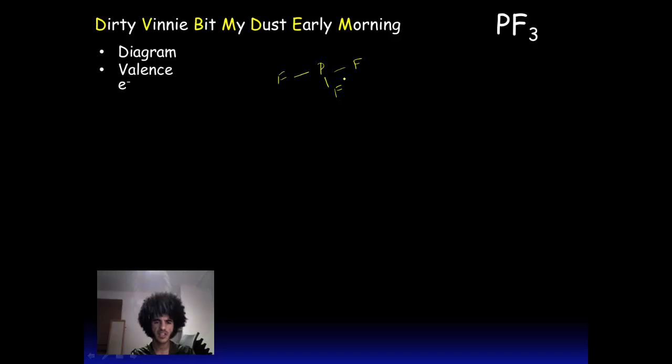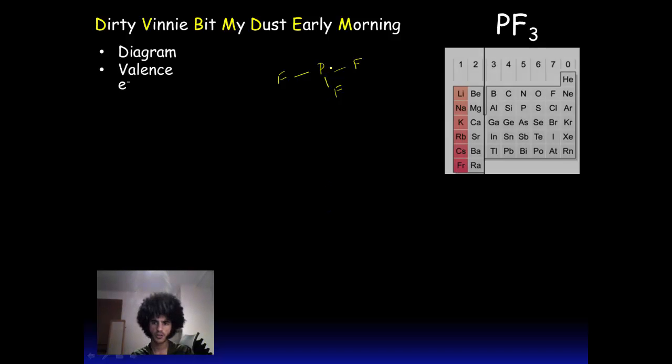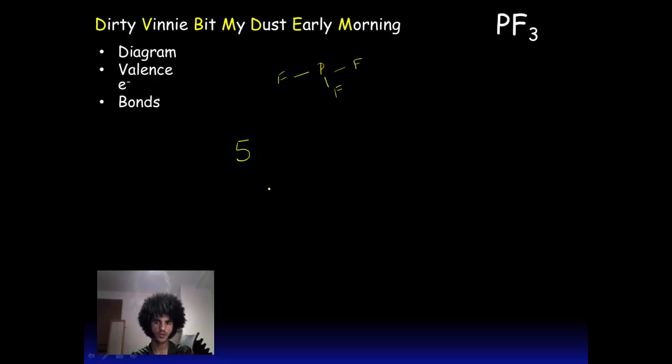I now need to work out the valence electrons, and this would be around phosphorus. Now, if I look at the periodic table here, I can see phosphorus is in group 5, okay? So it must have 5 valence electrons. That's my first step. Next step, the number of bonds. 3 fluorines, there are 3 bonds, so it must be 5 plus 3, that equals 8. So I've got 8 electrons in bonding.